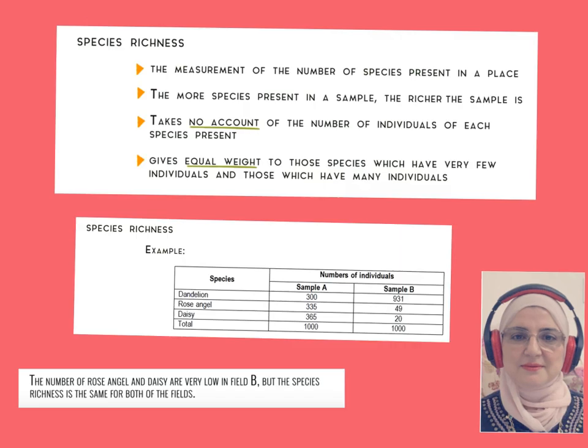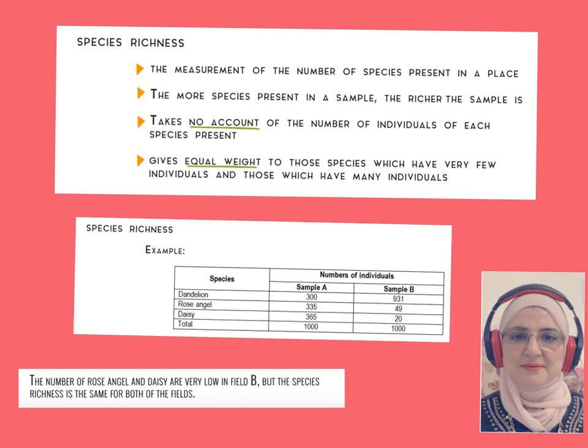Species richness, as we just said, is the measurement of the number of species present in a place. The more species present in a place, the richer the place is. It takes into account the number of species present, and it gives equal weight to those species which have very few individuals and those which have many individuals.